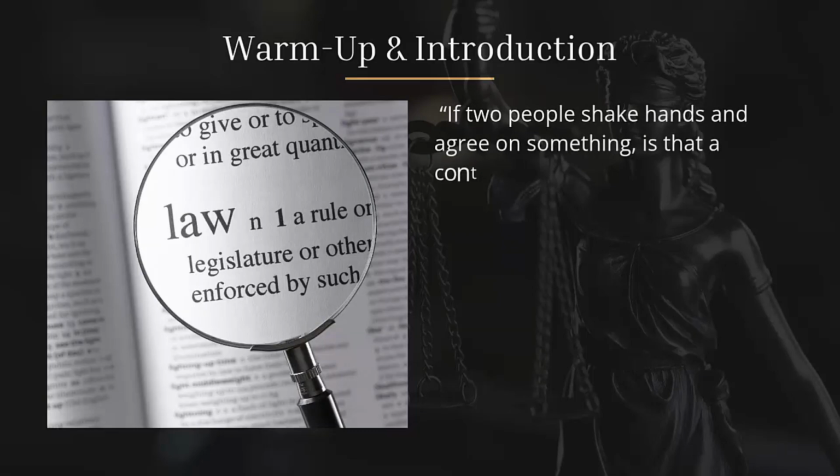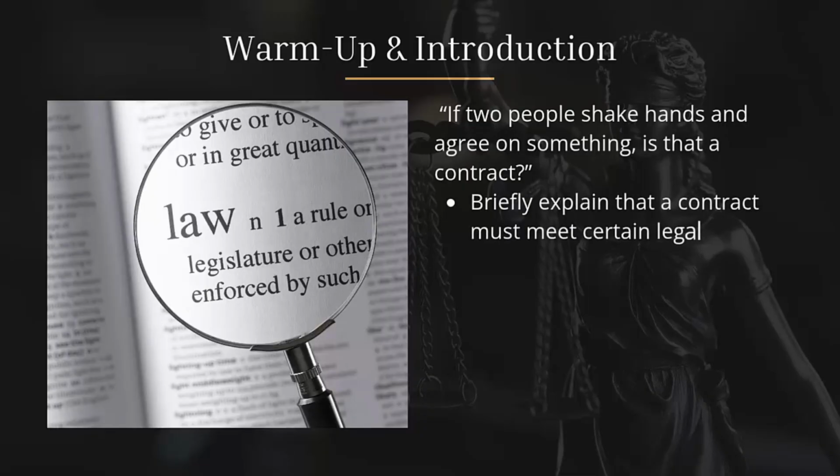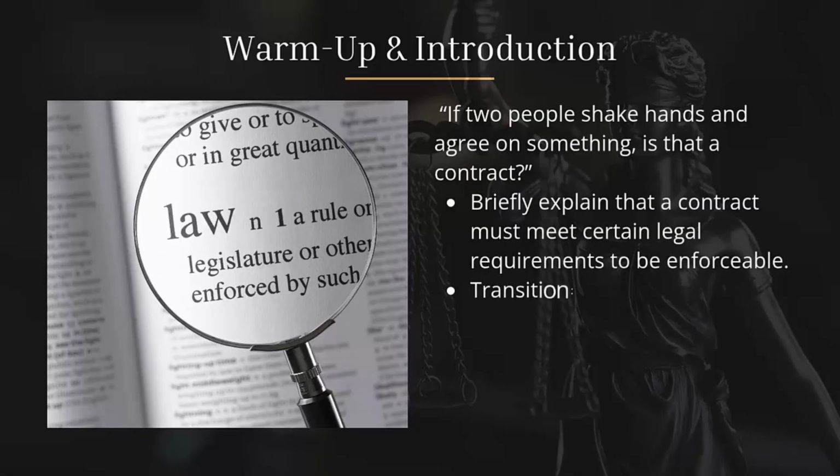Warm-up and introduction. Ask the class: if two people shake hands and agree on something, is that a contract? Briefly explain that a contract must meet certain legal requirements to be enforceable. Transition: let's explore the 5 essential elements of a valid contract.